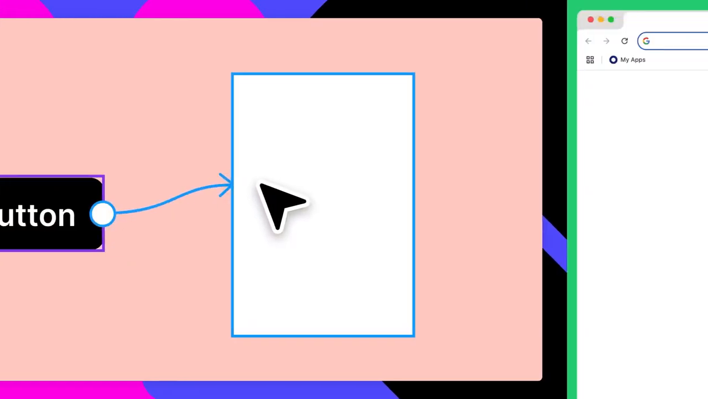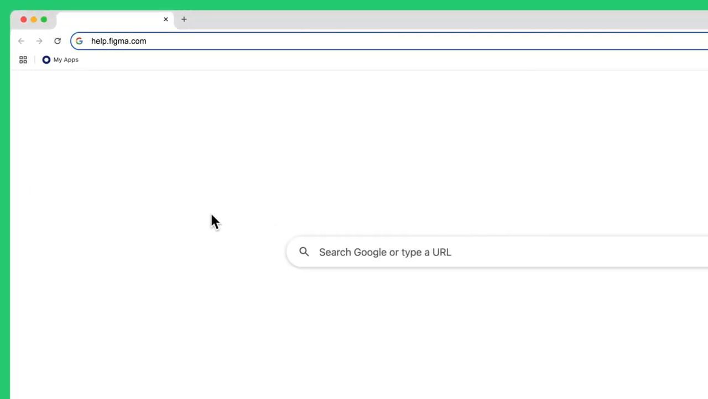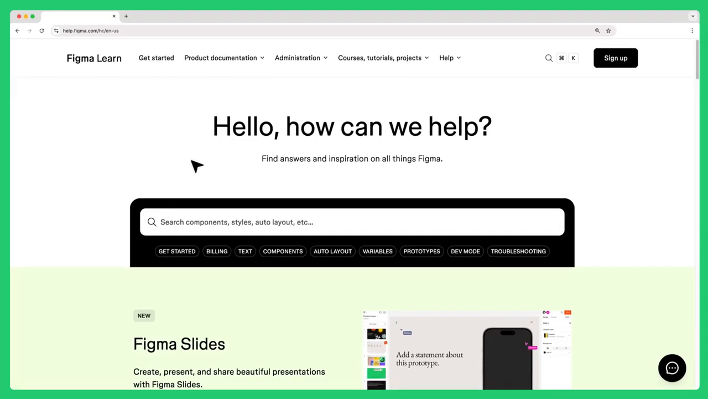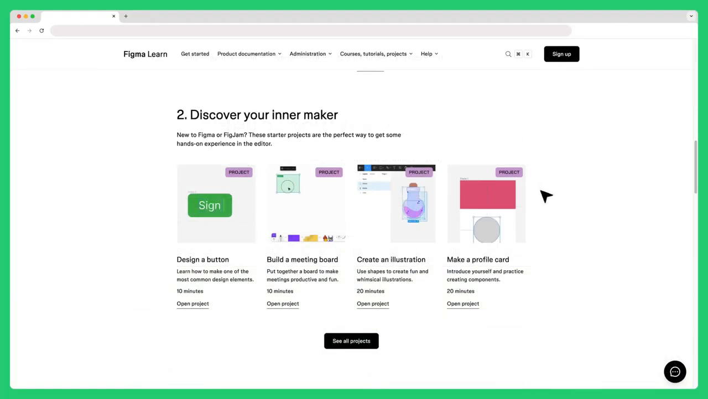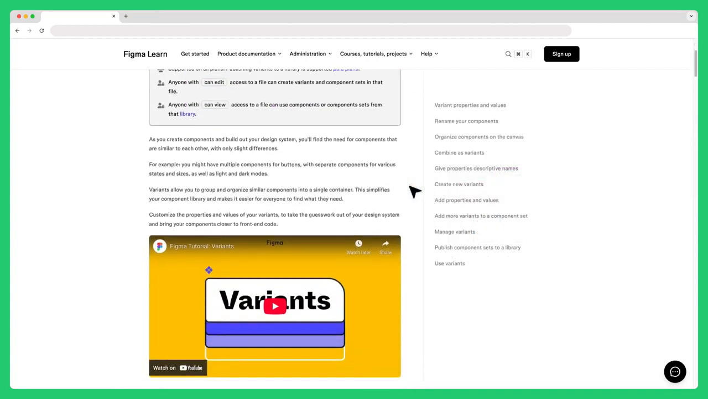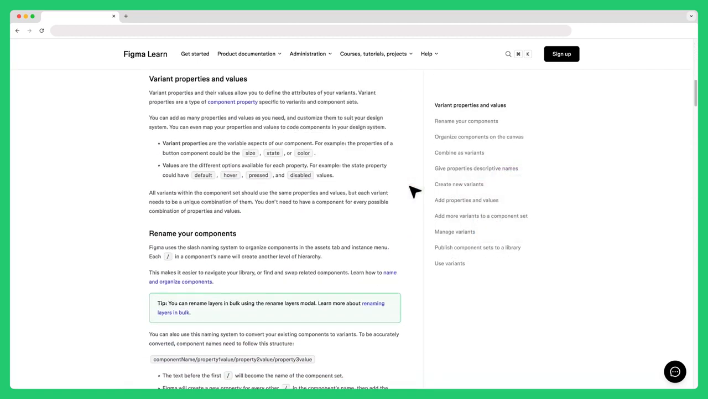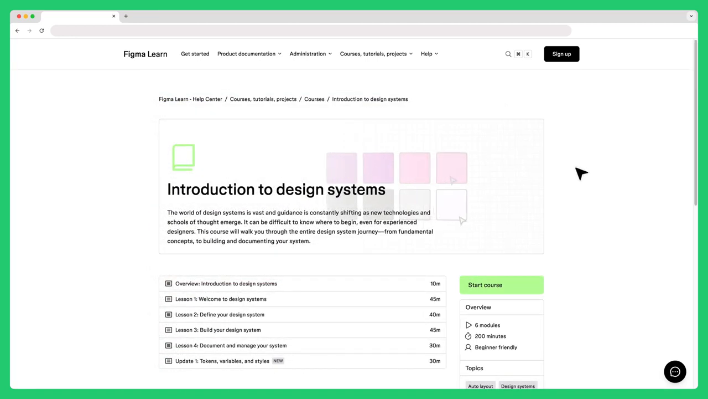If you're looking to keep practicing and growing your skills, visit the Figma Help Center, where you'll find a library of resources including hands-on projects, in-depth explanations of features, and other written and video courses.